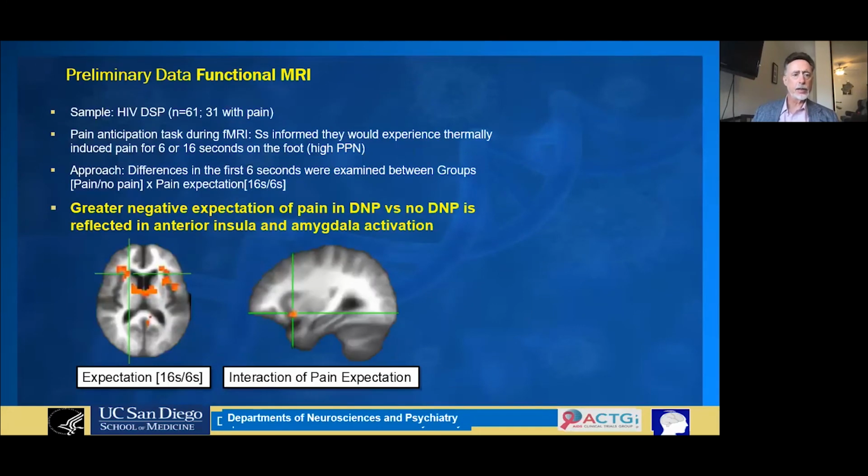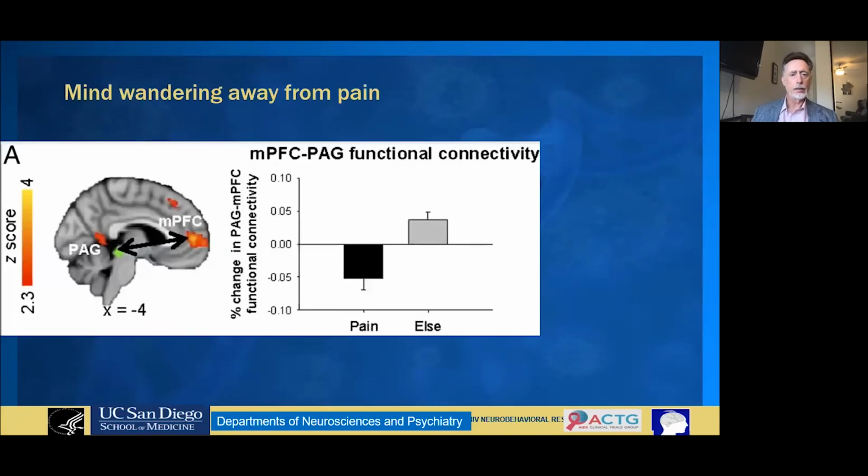And preliminary data from functional MRIs also show that blood flow changes are associated with pain expectation in people who have neuropathic pain. The overall interpretation of all these data is that this mind-wandering default mode network is a mechanism actually to distract the brain, if you will, from painful stimuli. And the characteristic of people who experience pain is that they have a reduced activation in this network.